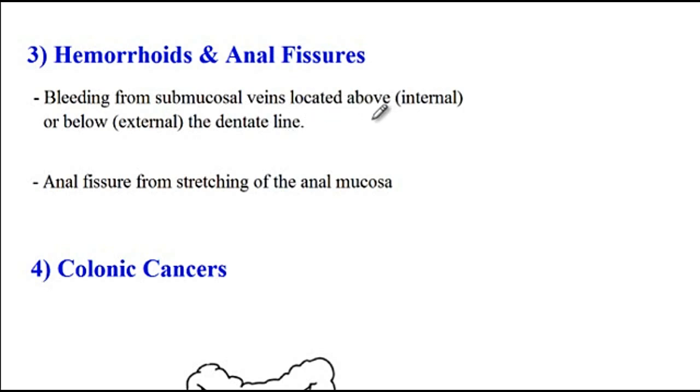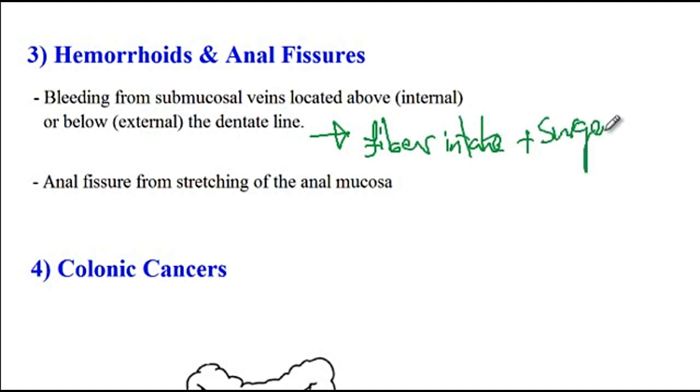And so if they're above the dentate line, those are the internal hemorrhoids, and if they're below the dentate line, then they're the external hemorrhoids. And so for the treatment of these patients, you usually have to provide adequate fluids with fiber intake, in addition to surgical management via rubber band ligation.